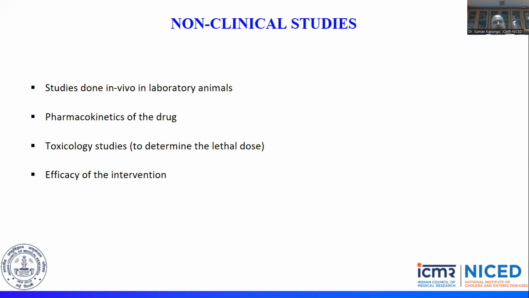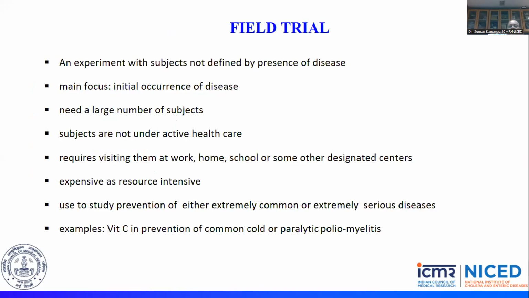What are non-clinical studies? These are done in vivo in laboratory animals: pharmacokinetics, toxicology studies, and efficacy of the intervention. Then there could be a field trial, an experiment with subjects in whom the presence of disease is not defined. The main focus is initial occurrence, and it needs a large number of subjects. Subjects are not under active healthcare, so we need to visit them at work, home, school, or other designated centers. It is expensive and resource intensive, with a large sample size. We should study prevention of either extremely common or extremely serious diseases. Basically, vaccine trials are more or less field trials.